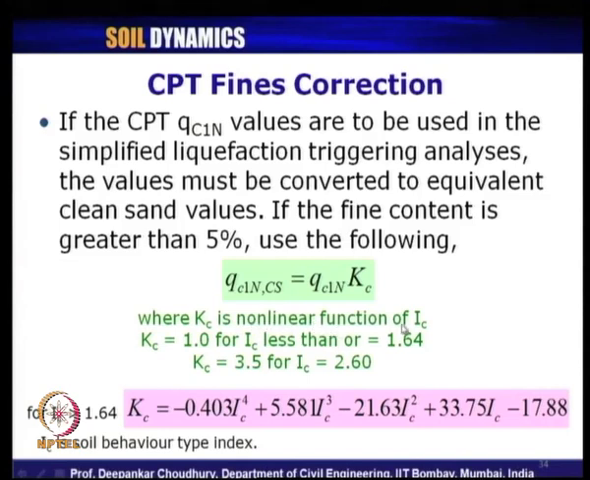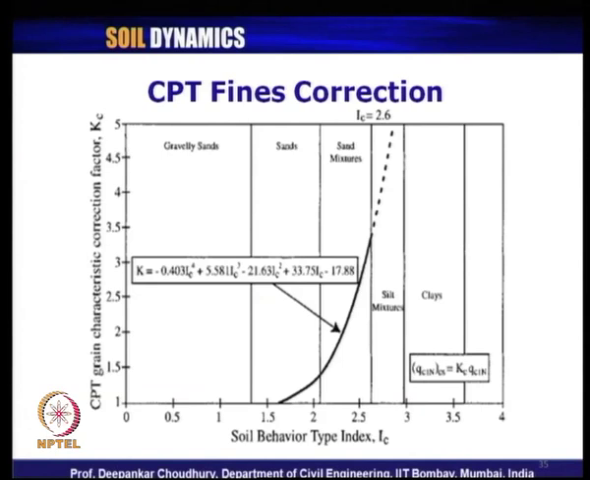This Kc is a nonlinear function of another factor Ic. Kc is 1 for Ic less than or equal to 1.64, and Kc is 3.5 for Ic equal to 2.60. For Ic in between 1.64 and 2.6, the expression to compute Kc is given by this equation, where Ic is indicative of soil behavior type index. So, from Yu et al, again you can get the details of computation of each of these terms Ic, Kc, etc.